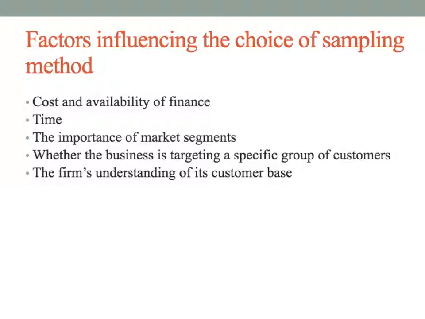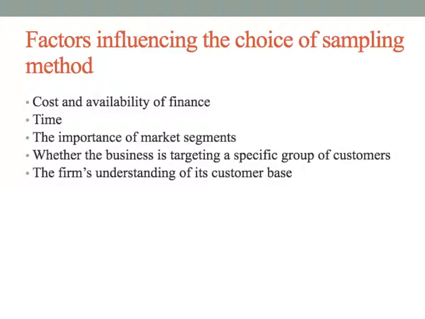So you could ask yourself then, what factors might influence the choice of sampling method? Whether I use random sampling or quota sampling. A business might look at the cost and availability of the finance. Random sampling is far cheaper because it doesn't involve the very careful planning before the survey is conducted. Quota sampling could also be very cheap if the target market is known. So you've got to ask those two questions. You've got to think about the time involved. Random sampling can be conducted much more speedily.